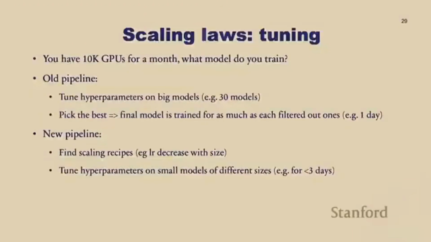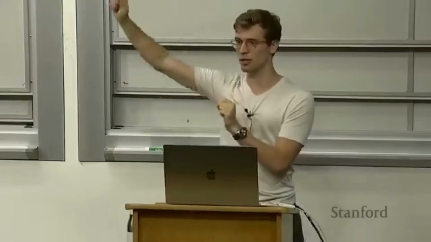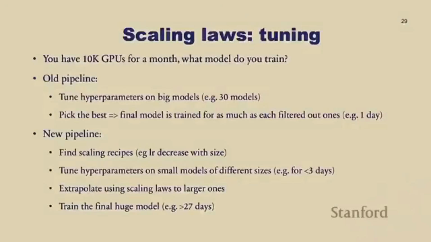Then you tune your hyperparameters on smaller models of different sizes. Let's say for 3 days of my 30 days, I will train many different models and do hyperparameter tuning on these small models, each of different sizes. Then I will fit a scaling law and try to extrapolate which one will be the best if I train it for much longer, for a larger model. And then I will train the final huge model for 27 days instead of just 1 day.